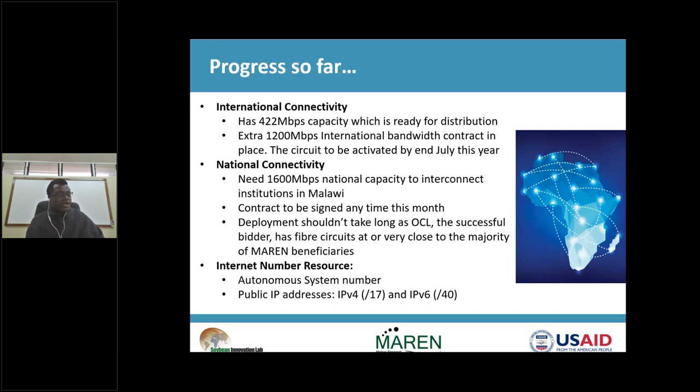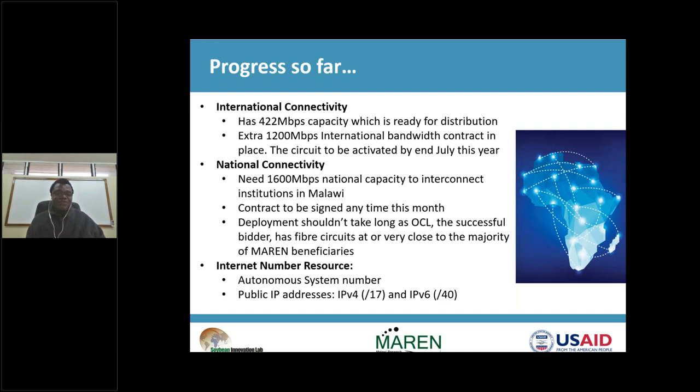We are moving on. Now, apart from the international connectivity, as an NREN, we also need national circuits, which are going to distribute connectivity between our main POP and the various member institutions. And as of now, for about 37 institutions, we need about 1,600 megabits per second capacity to be able to interconnect these 37 institutions.